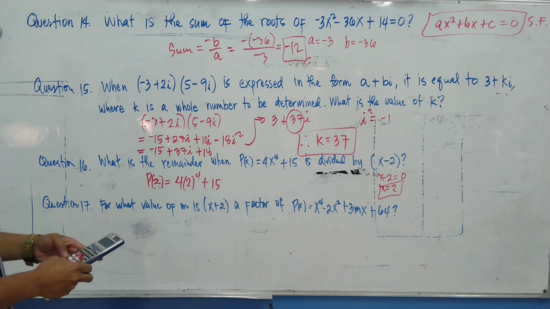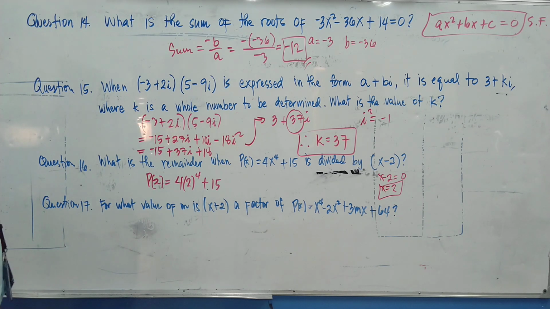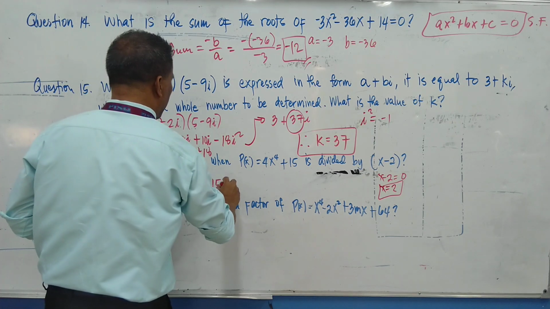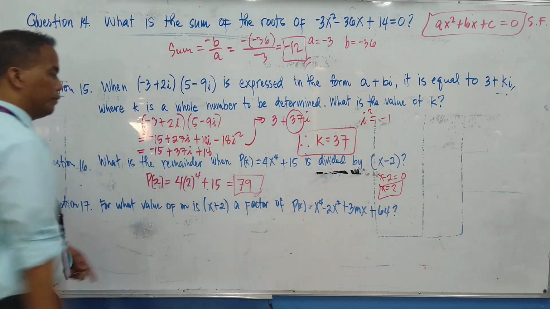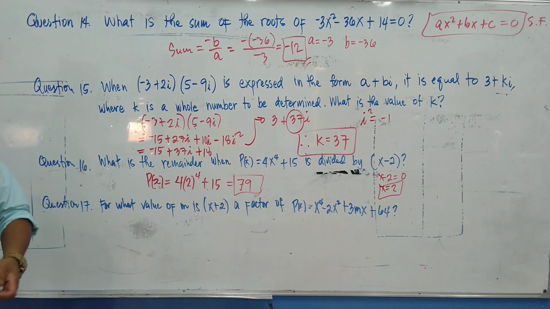So plus 15. So the answer is 79. So we have P of 2 is equal to 79. So this is the remainder. Okay, so going back to question number 16, the remainder is 79.